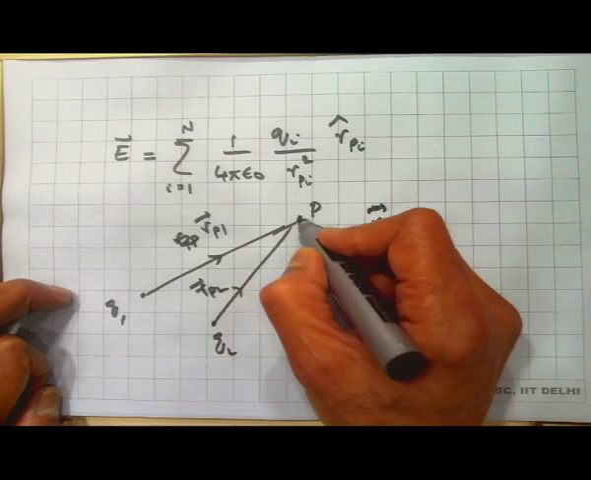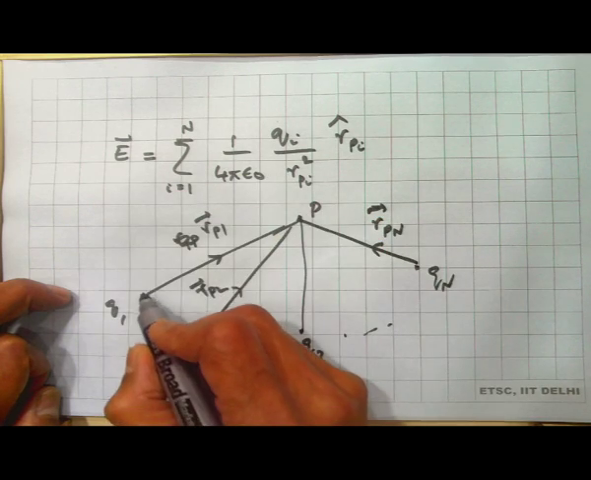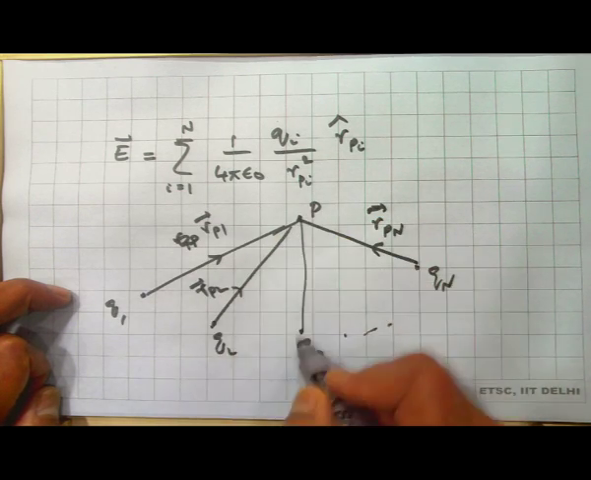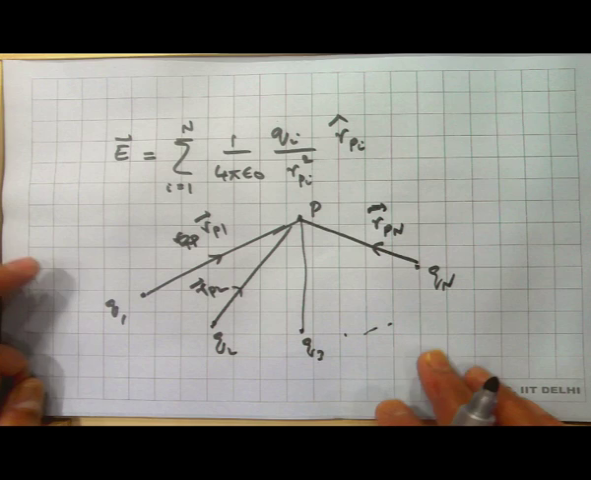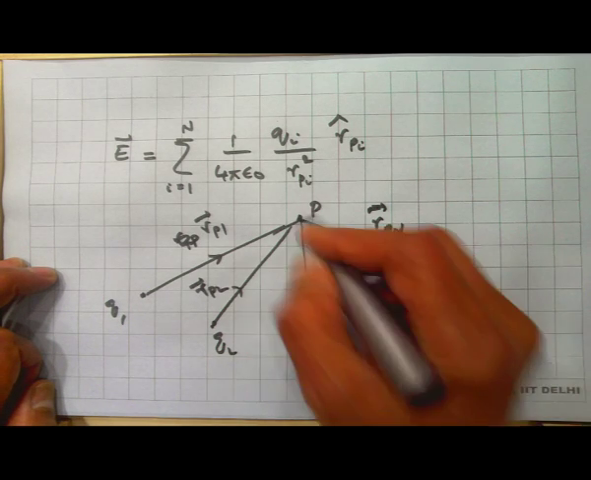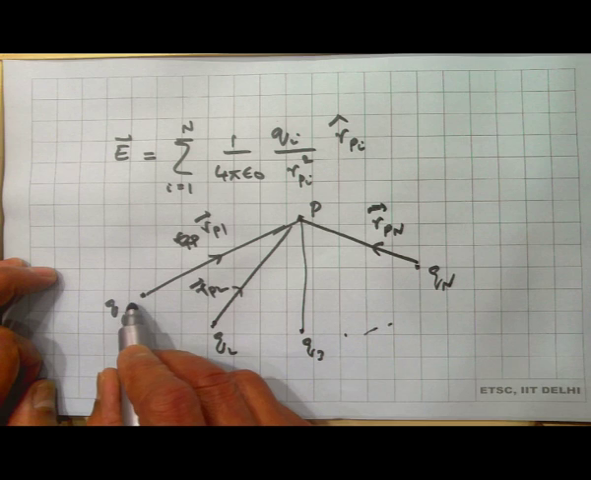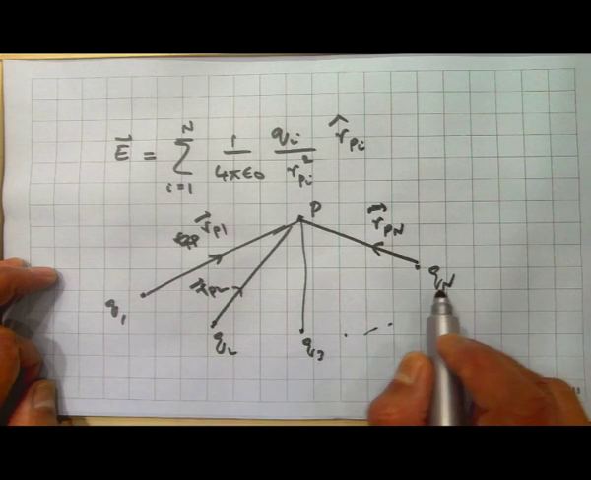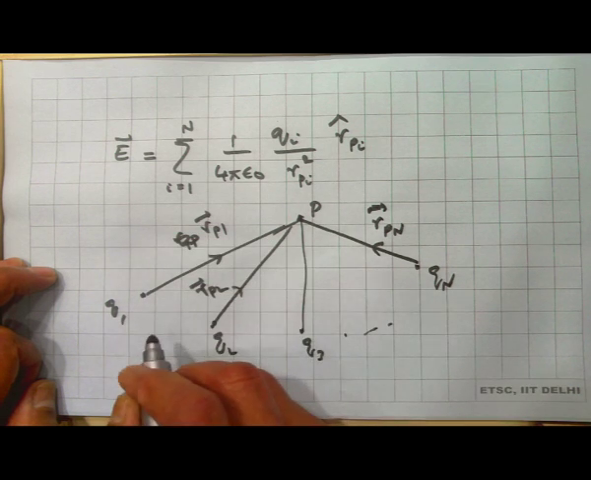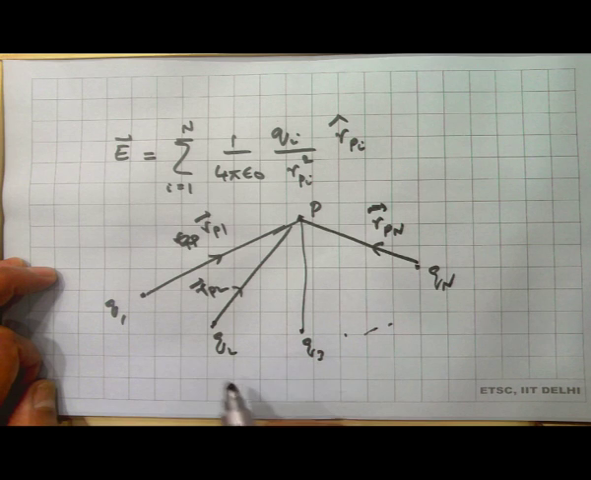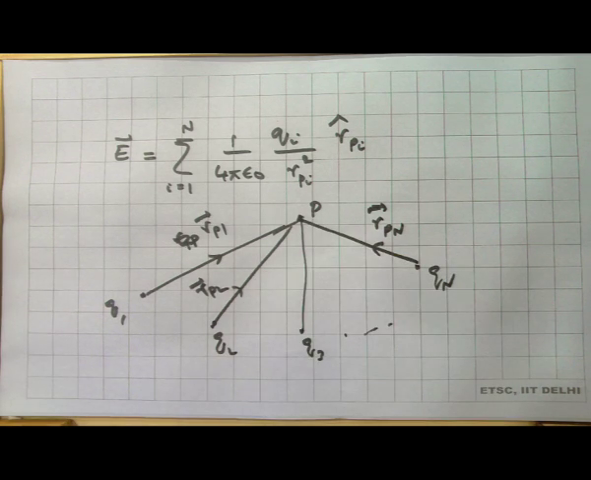So, the total electric field at this point is the sum of the electric field produced by this charge, this charge, this charge and so on, and this is nothing but the principle of superposition for electric fields. That means the total electric field at any point is the sum of the electric field produced by each and every charge in the system.